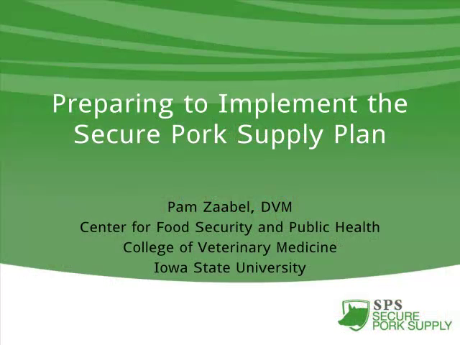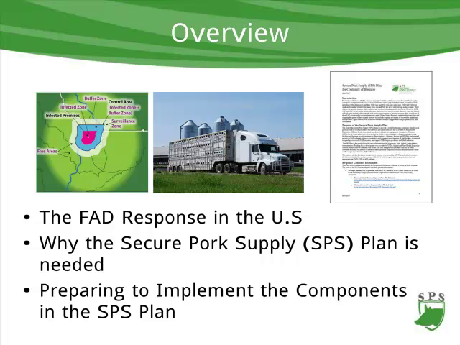I was asked to talk a little bit about how we start to think through how we're going to implement the components of the Secure Pork Supply Plan. So I'm going to take that approach here. I'm going to touch on just a little bit, as some of our previous speakers did, what the FAD response looks like in the United States and how the Secure Pork Supply Plan fits into that response. And then talk mainly about the components of the plan and how we're looking to implement those.